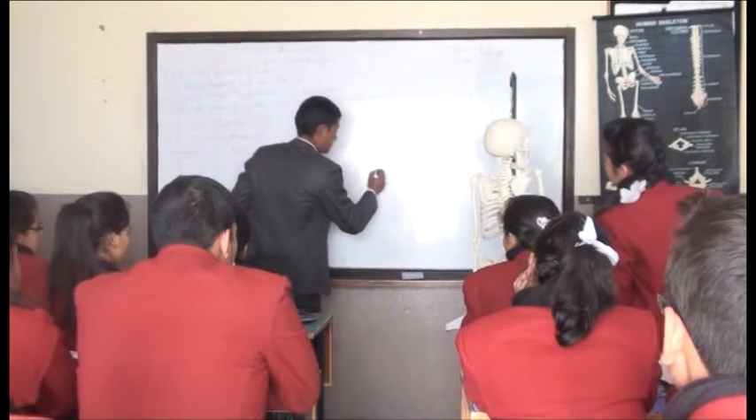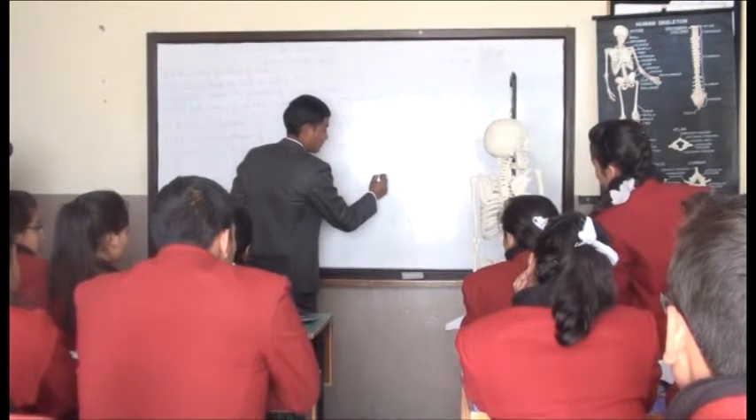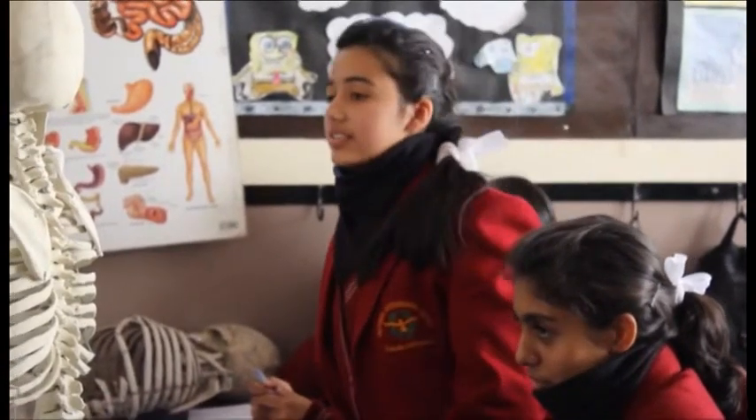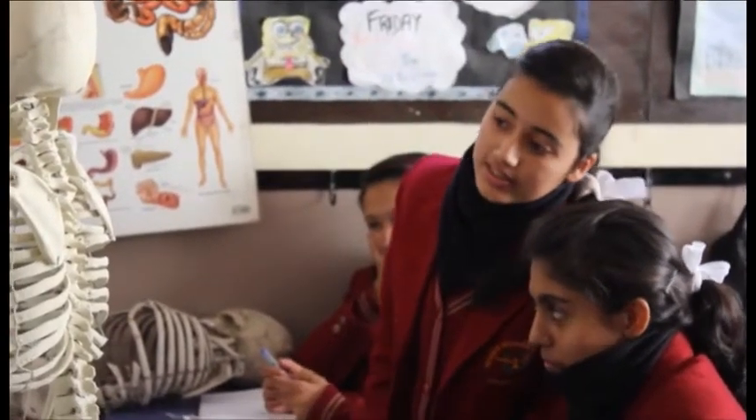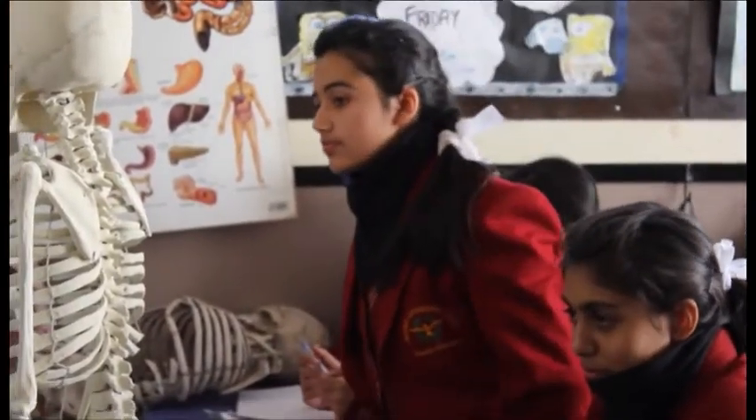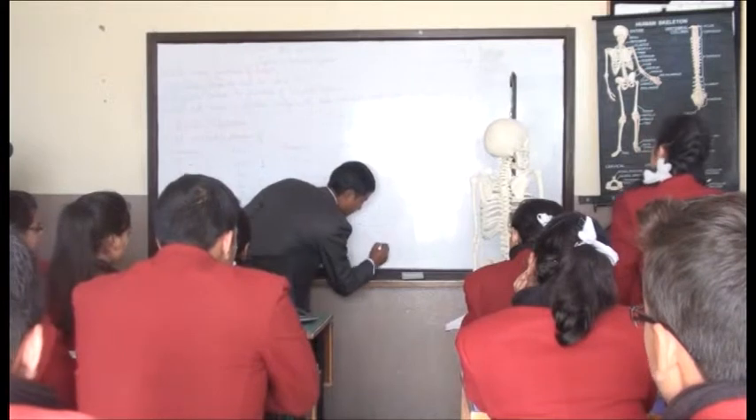Cervical 7, thoracic 12, lumbar 5, sacrum 1, and coccyx also 1. Very good. This is if a person is an adult.